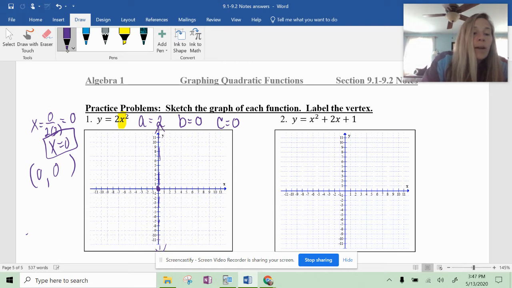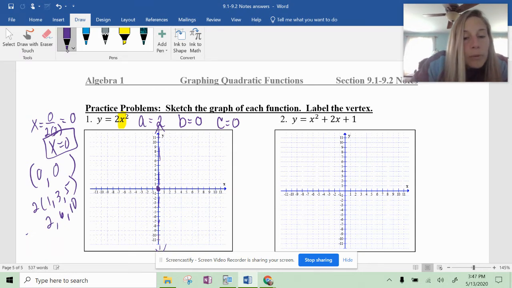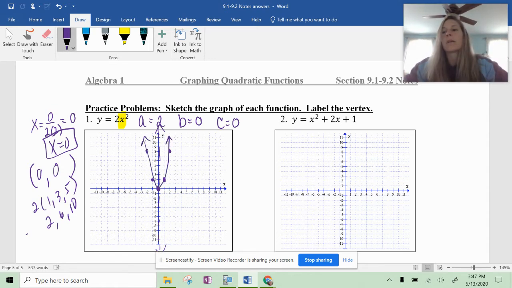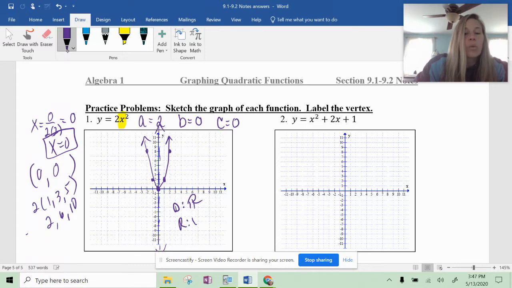So now when you do your graphing pattern, 2 times 1, 3, 5, you're going to get 2, 6, and 10. So up 2 over 1, up 6 over 1, and then we can't fit any more. So then I'll do the others on the other side of the axis of symmetry. And draw my graph. The domain, of course, all real numbers. The range, y is greater than 0.